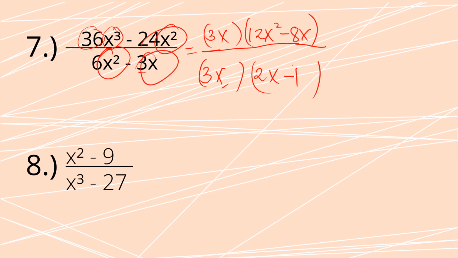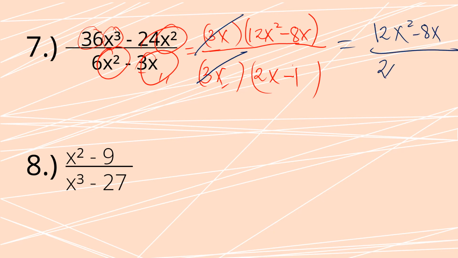And then, si x, kinuha na ko ng isang x. So, wala na, no? Wala na tira. Okay. Wala na siyang x, no? Okay, so then, cancel yung common factor. And the remaining will be 12x squared minus 8x all over 2x minus 1. No? So, that is our final answer.